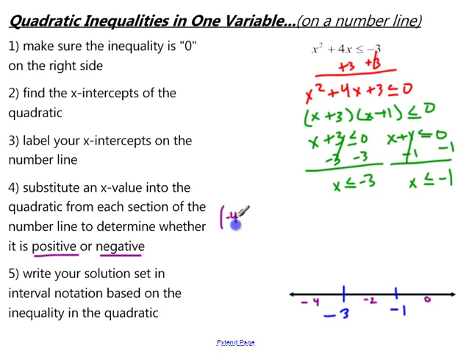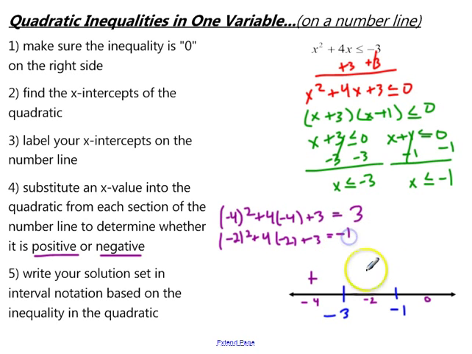So we have negative 4 squared plus 4 times negative 4 plus 3. And this is going to give us a positive 3. All we care is that it's a positive number. So let's do this with the other 2 values as well. Negative 2 squared plus 4 times negative 2 plus 3 gives us negative 1, so that gives us a negative value. And then lastly, 0 squared plus 4 times 0 plus 3 gives us positive 3. So again, it's another positive value.